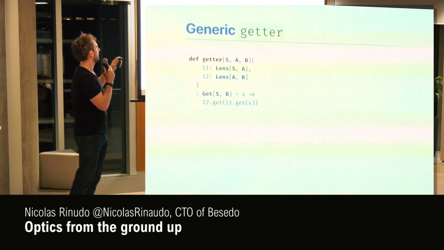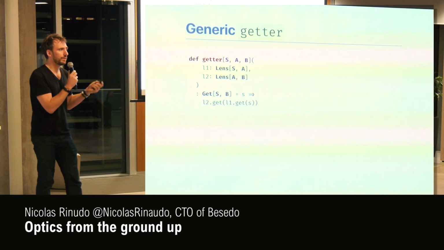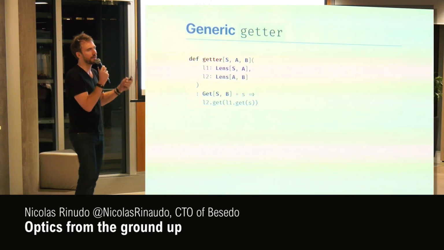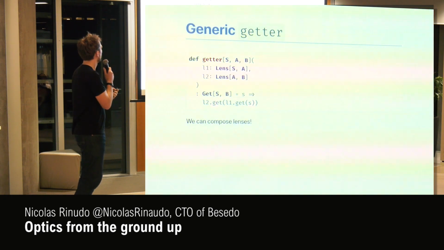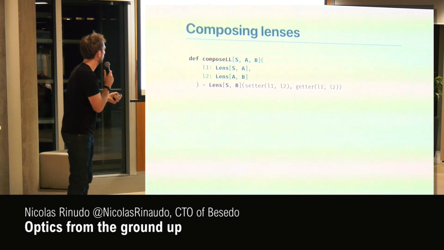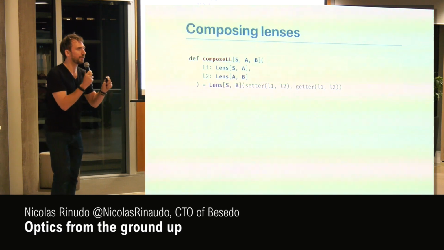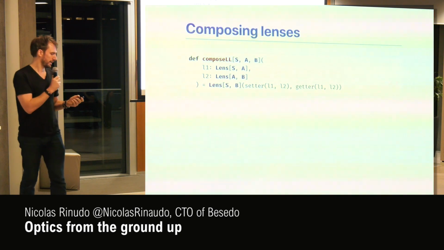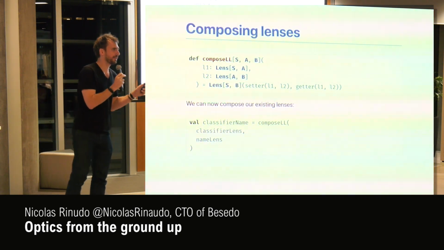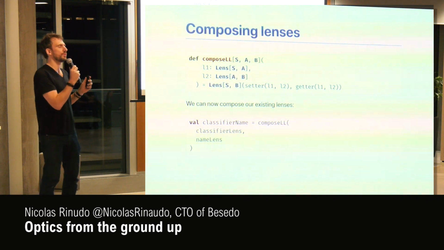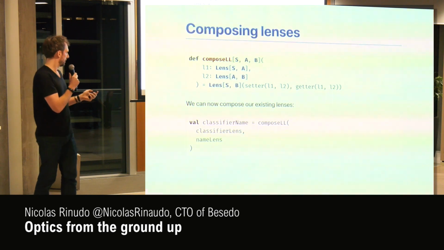when given two lenses, one from S to A and one from A to B, so we can compose lenses. Given any lens from S to A and any lens from A to B, we have a free lens from S to B. So this is how you compose lenses. It's just taking the code that we just wrote and putting it all together. And now we can create our final lens, the one that will allow us to go straight from an ML service to a classifier name.